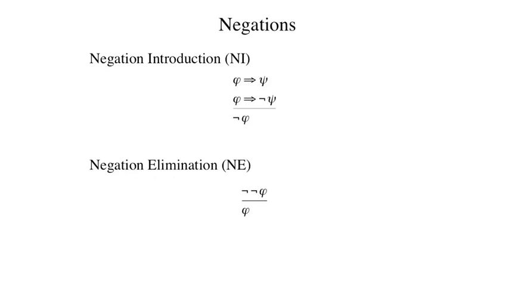Negation introduction allows us to prove that a sentence is false if it leads to a contradiction. If we believe phi implies psi, and we believe that phi implies not psi, then we can derive that phi is false. Negation elimination allows us to delete double negatives.